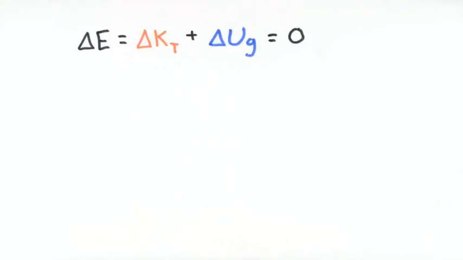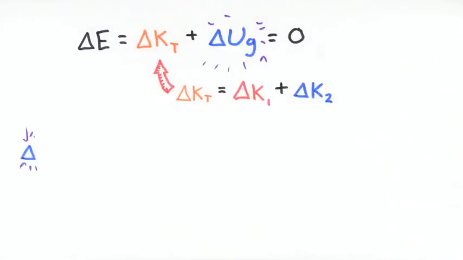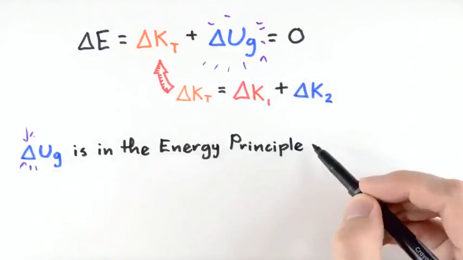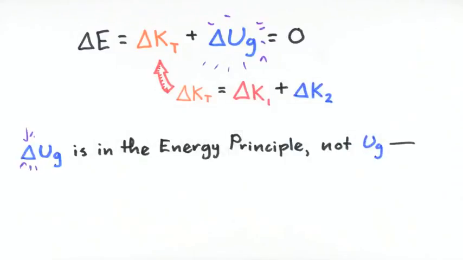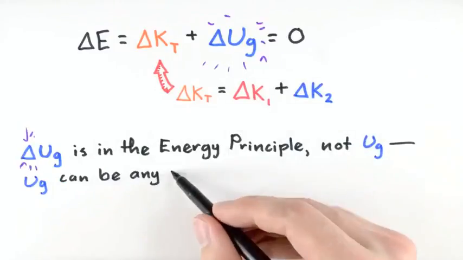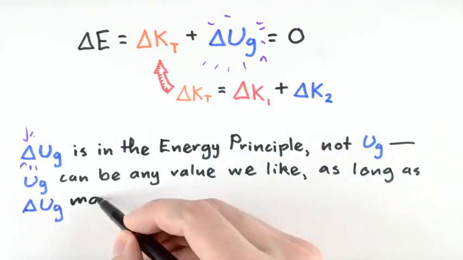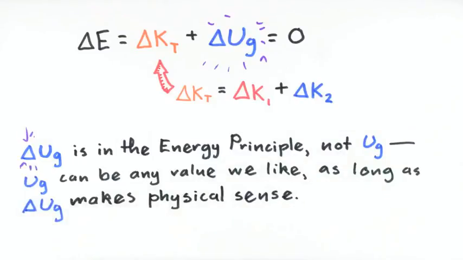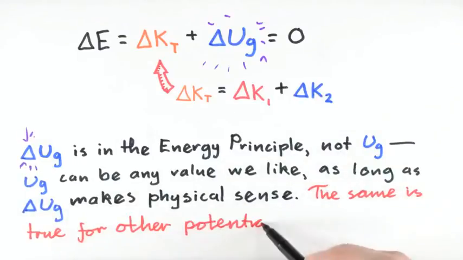Here we remember that delta K total is just the sum of the kinetic energy changes for each particle in the system. Notice what shows up directly in the energy principle is the change in the value of the potential energy, here, delta U sub g, not the value itself. So, potential energies could be positive or negative as long as the change in the potential energy makes physical sense. This is a general property of potential energies.